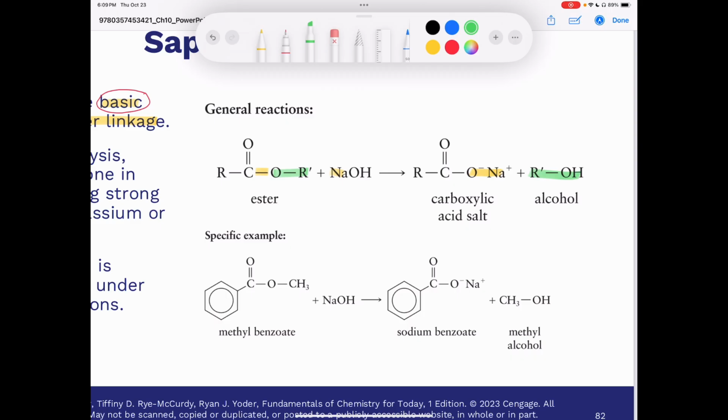The example that they're showing here on the bottom is methyl benzoate undergoing saponification with sodium hydroxide so that we end up with sodium benzoate. And of course, from our CH3O, we get CH3OH, which is methanol or methyl alcohol.